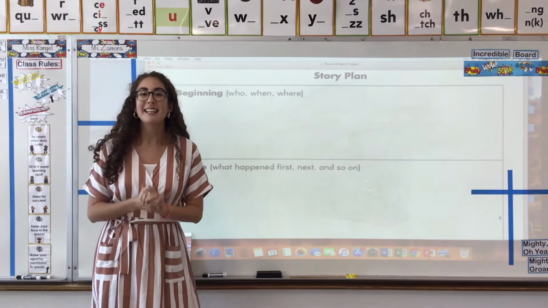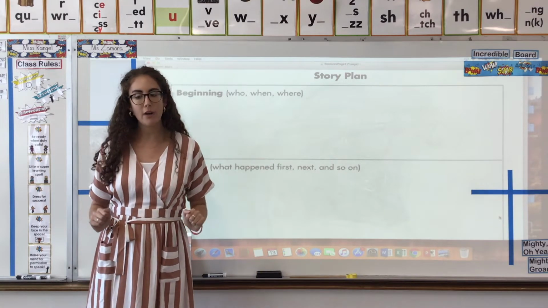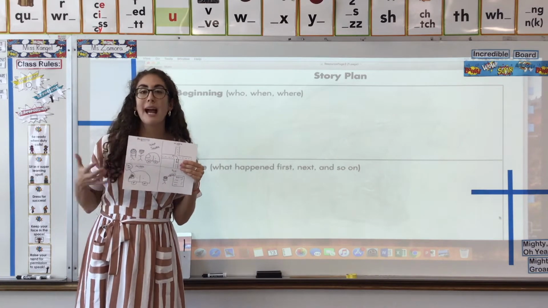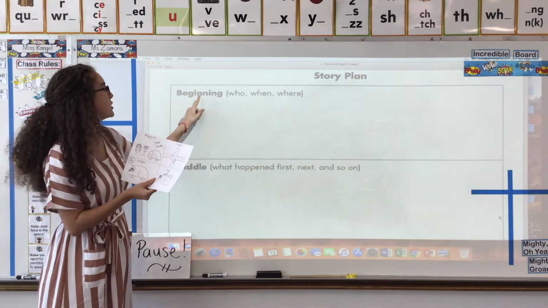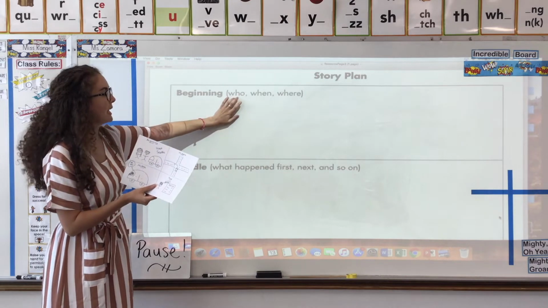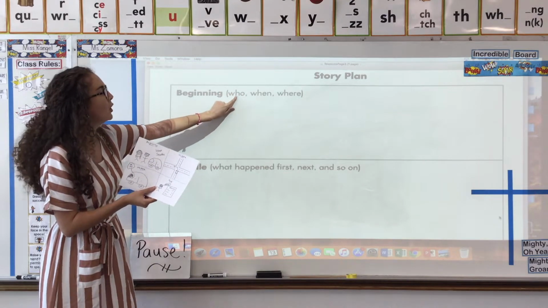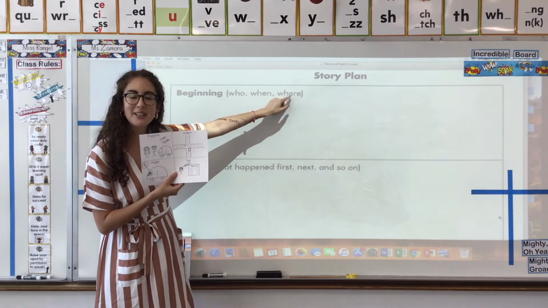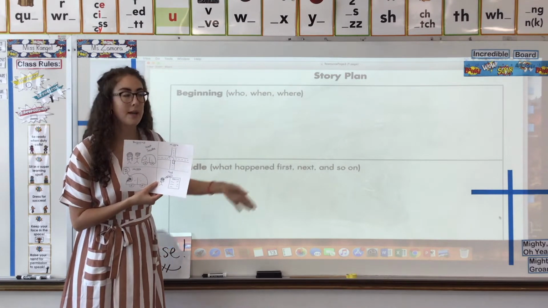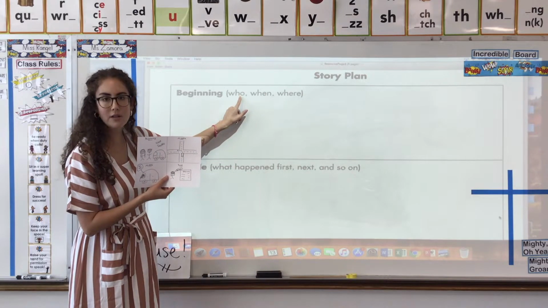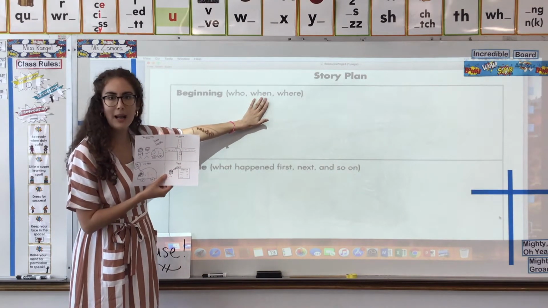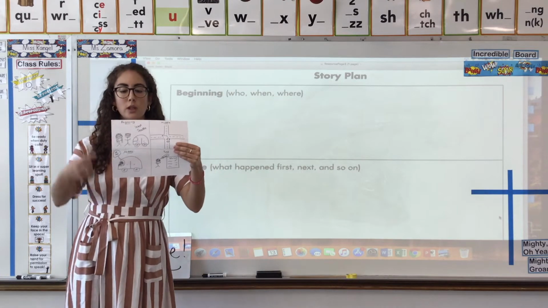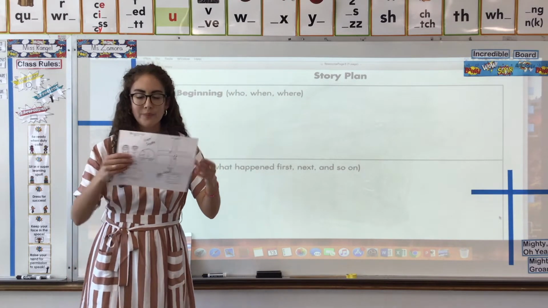Okay, Super Scholars, let's start creating our outline for our story. So, we can take a look at our storyboard as we're writing this. So for the beginning, can you read what it says right here? Who, when, and where. We want to include all these important things in the story. The who is the characters, the when is what time it happens, where is the setting, and of course we need to include what we're talking about.